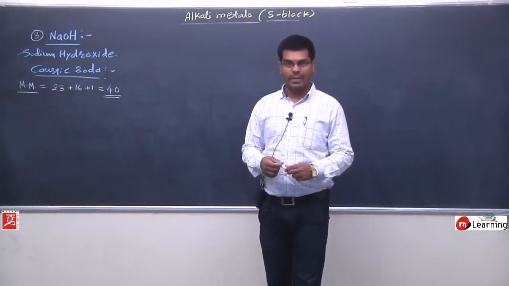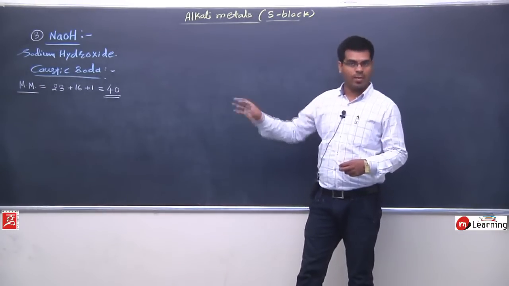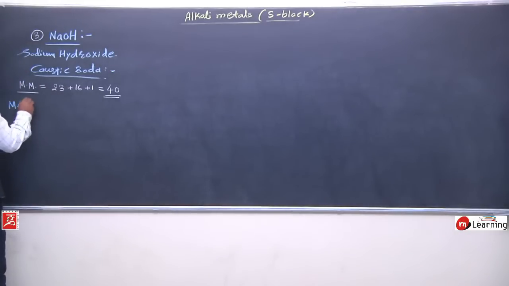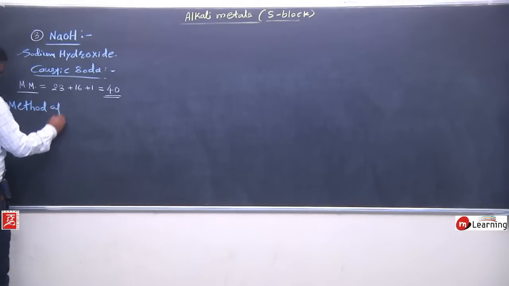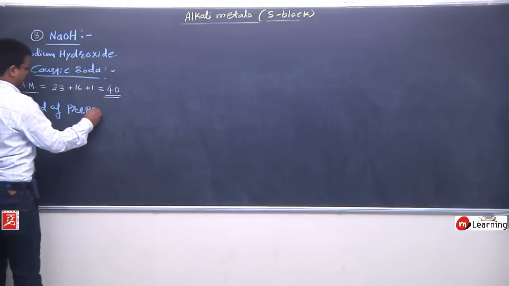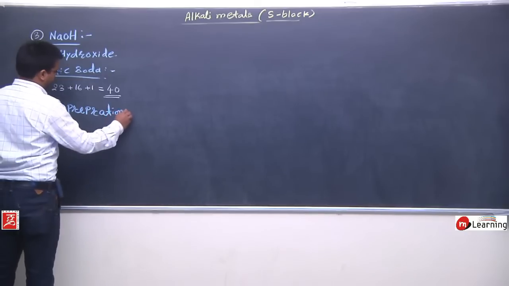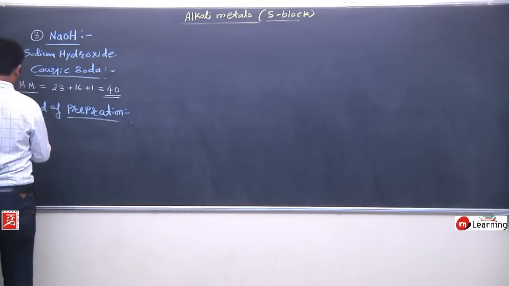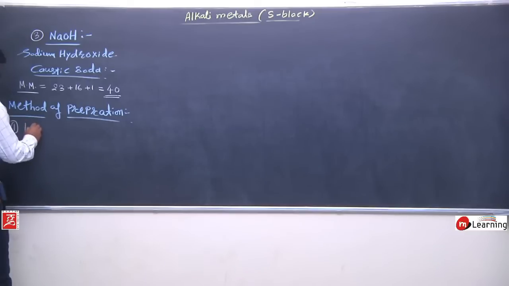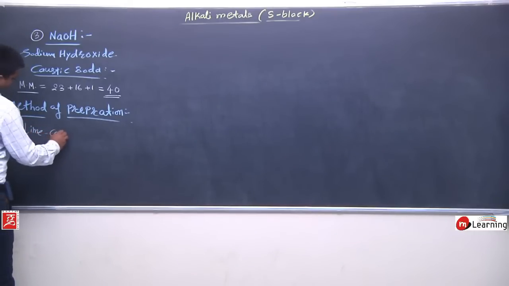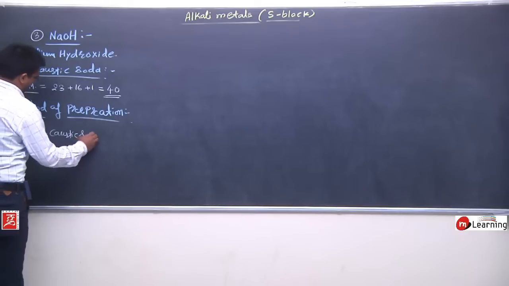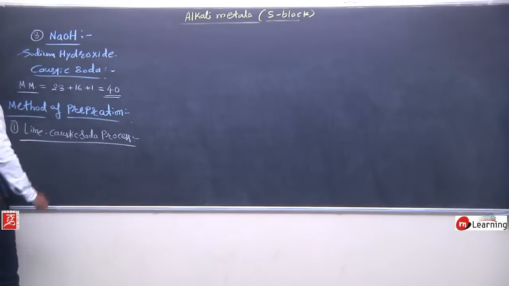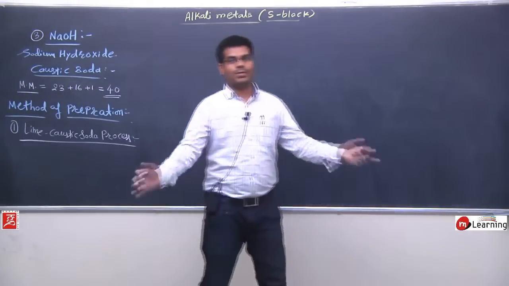Sodium hydroxide is a strong base. A number of chemical reactions are based on sodium hydroxide. So, the method of preparation of sodium hydroxide. Number 1, the first method is the lime caustic soda process.